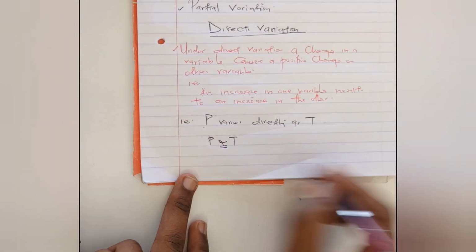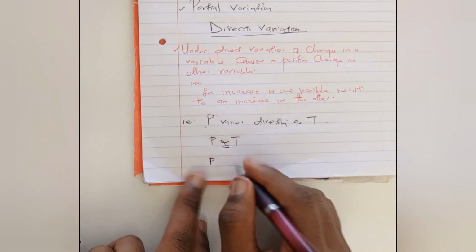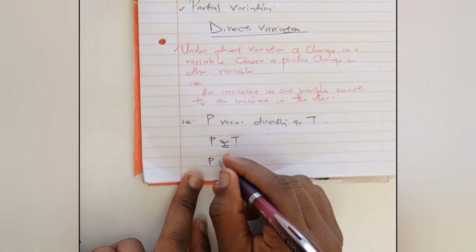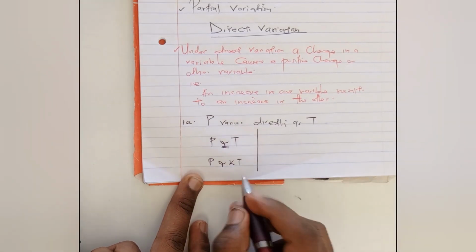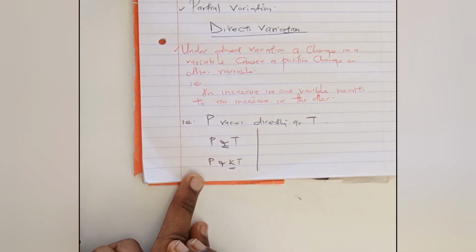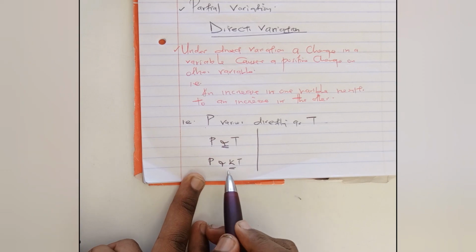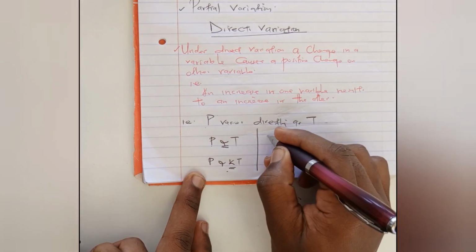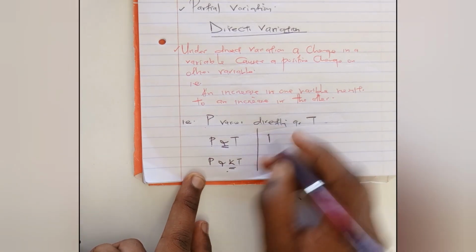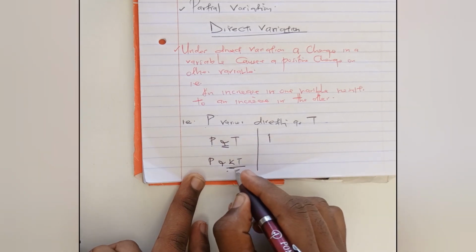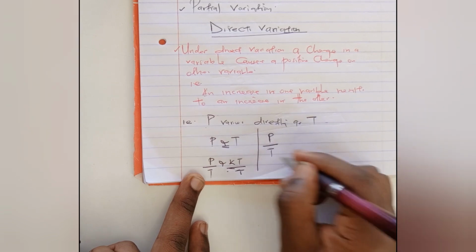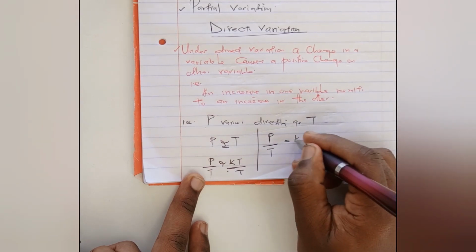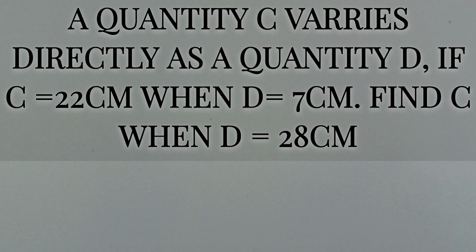So in this case, we can have it this way: P, I introduce a constant, P = kT. From this formula, we can get the value of the constant. Because in every formula, we have values that totally do not change. We refer to them as constants. To remain with k on this side, I divide by T. So I'll have P over T is equal to the value of the constant. I hope you've noted that.